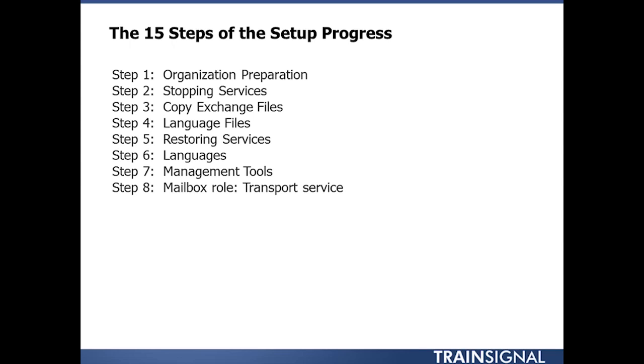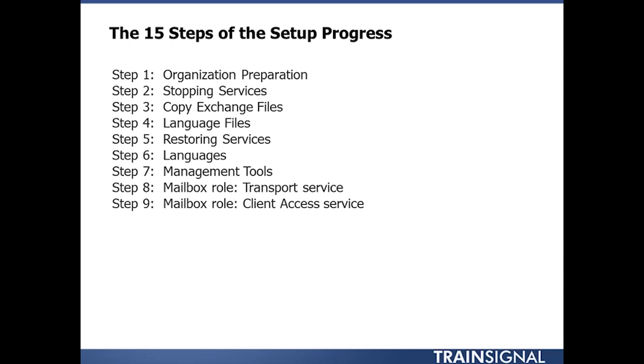Step eight, the mailbox role transport service. Now, again, note, this is a specific role step. So if you installed the mailbox server role on its own, then you would see this step. If you installed the client access server role on its own, then you would not see this step. In our case, we chose both roles, so we're going to see all of the different steps. But again, don't freak out if you're doing an installation of an Exchange server and you only chose one of the roles. Don't be surprised to not see all of the steps that we saw because, again, we installed both server roles. So step eight is the transport service.